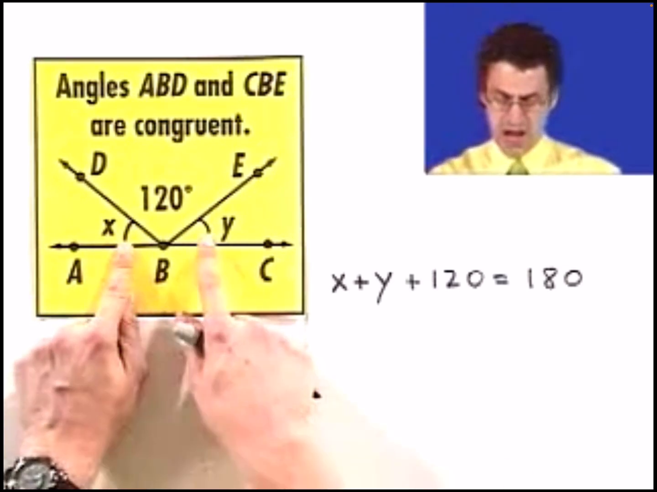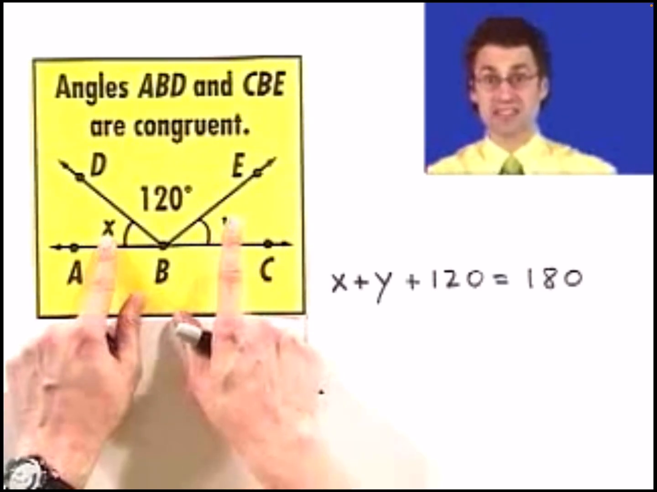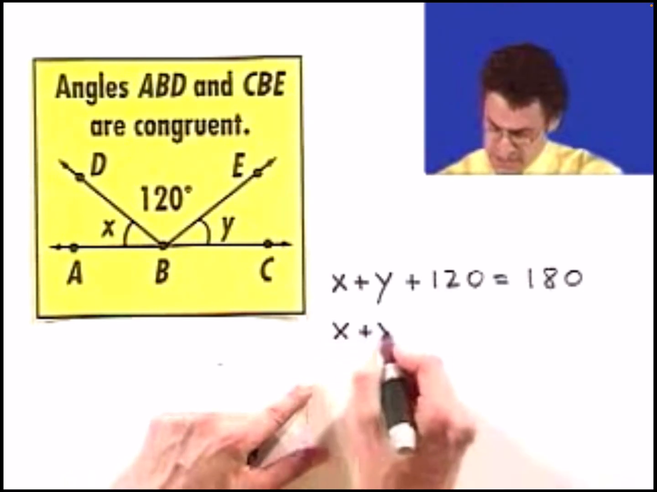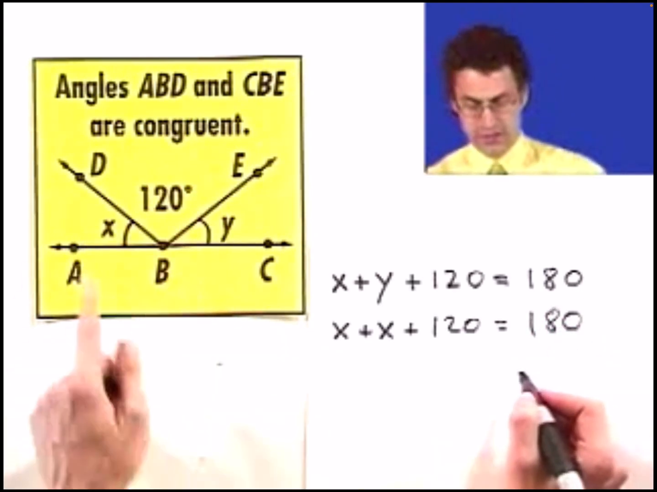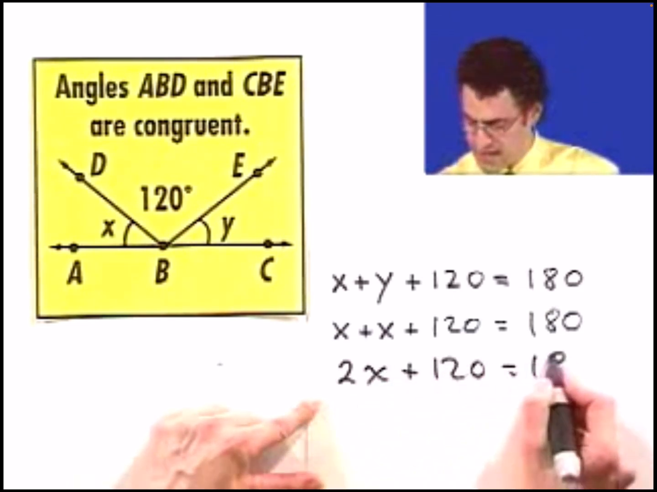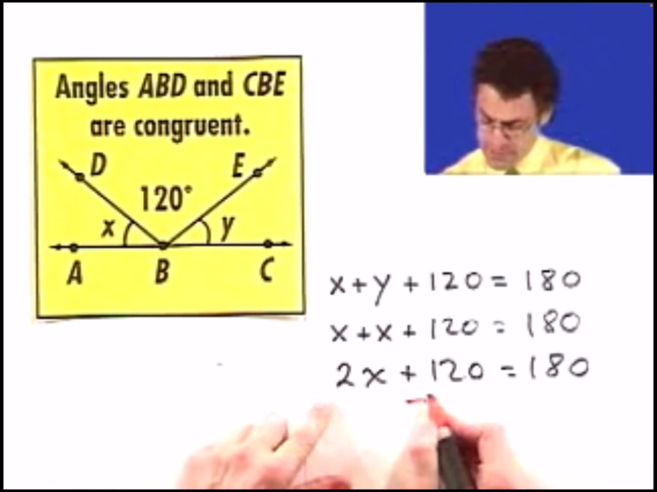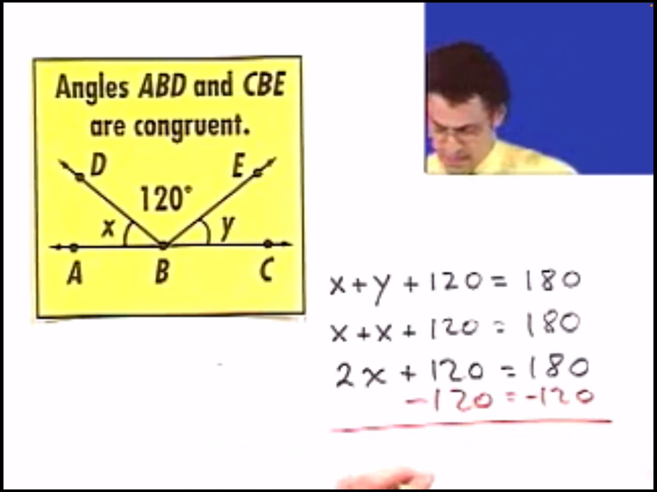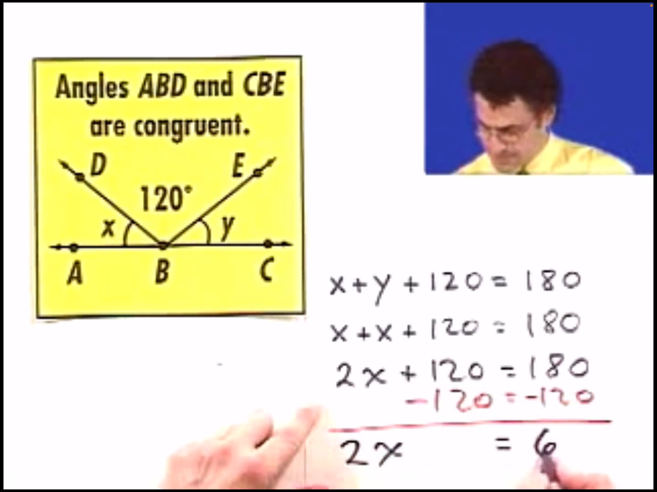I know that this angle is congruent to that angle, which means the measure here, x, has to equal the measure here, y. So x and y are the same. So I can replace this y by an x. So I can say x plus x plus 120 equals 180, because I'm told that those two angles are congruent. They have the same measure. Well, x plus x is 2x, plus 120 equals 180. And now I can solve this for x. I want to undo the addition of 120 by subtracting 120 from both sides to isolate the variable. And when I do that, I see 2x, and here I get a 0, equals, and here I see 60.